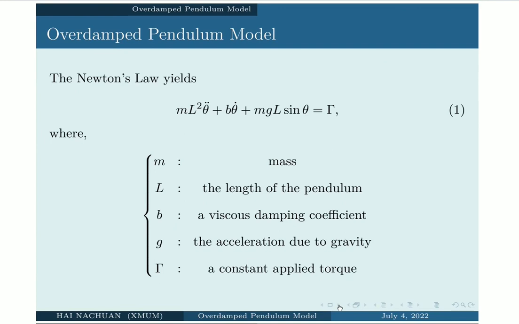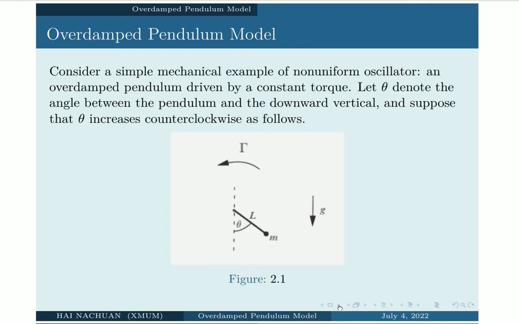All of these parameters are positive, and in particular, gamma bigger than 0 implies that the applied torque drives the pendulum counterclockwise, as we mentioned before in this figure.